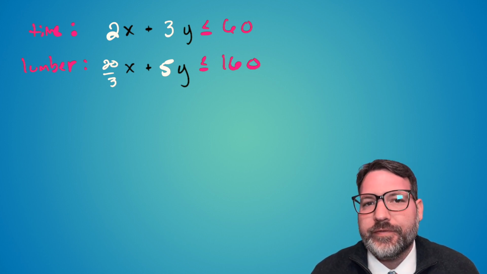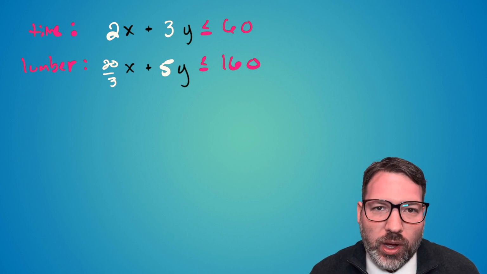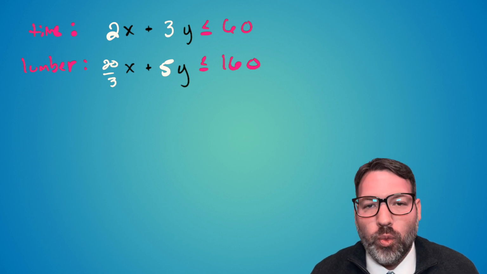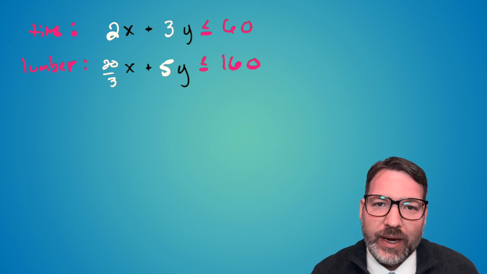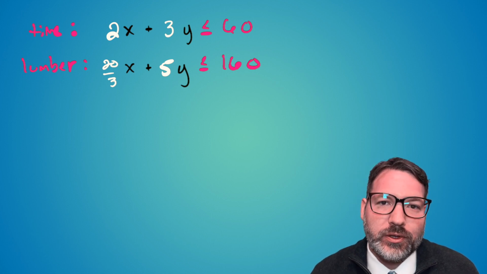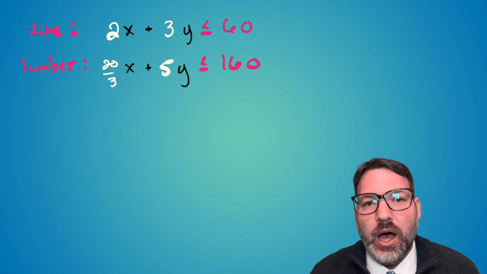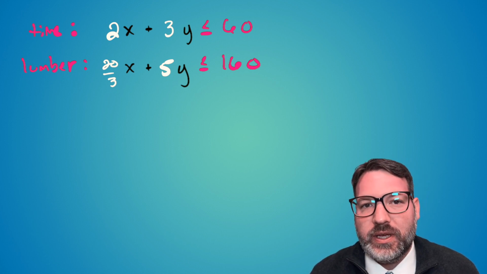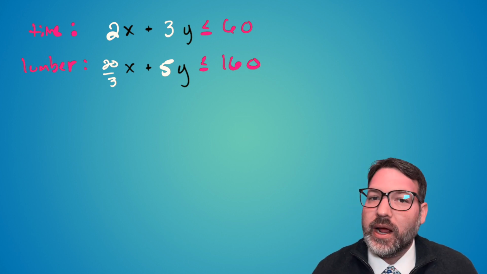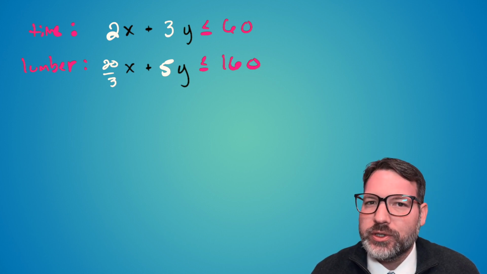Now, once we've developed these inequalities, we want to graph these in the coordinate plane. The coordinate plane is by far the best way to visualize the solution set to a system of inequalities. This isn't like a system of equations where the only thing we're interested in is the one point where these two lines intersect. That should be one possible solution, but there are going to be lots of other possible solutions if we don't work up to our full 60 hours, or we don't use up to our full 160 feet of lumber.